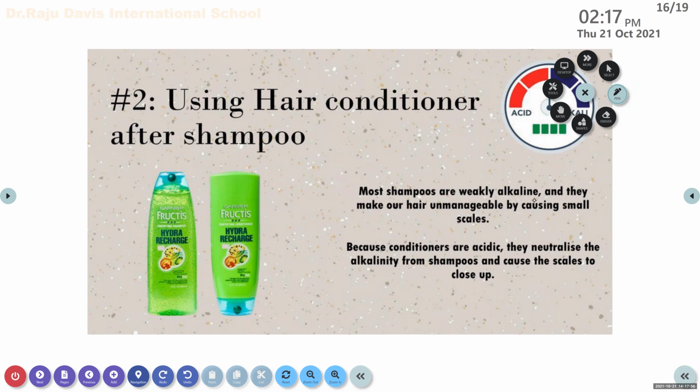Shampoos are alkaline in nature, but conditioners are acidic in nature. Both of them combined together make a neutralized state.